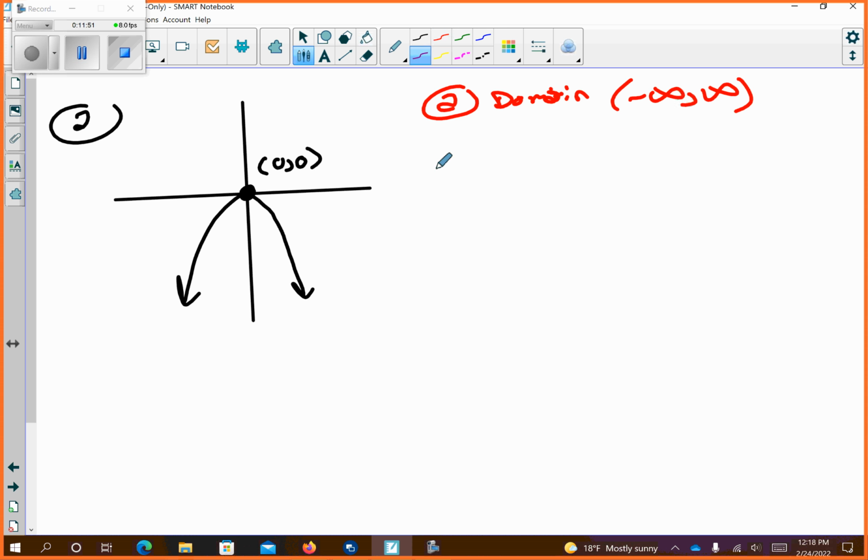So then, for letter B, we want the range. The range is referring to the Y value. Now, you always start from the bottom. What number is way down low? Negative infinity. And I'm going to come all the way up to what point? Zero. And I realize it says 0, 0, but we're only talking about the Y portion of it. So I'm going to come from way down low, negative infinity, all the way up to zero. And that is a point, so it's going to be a hard bracket there.